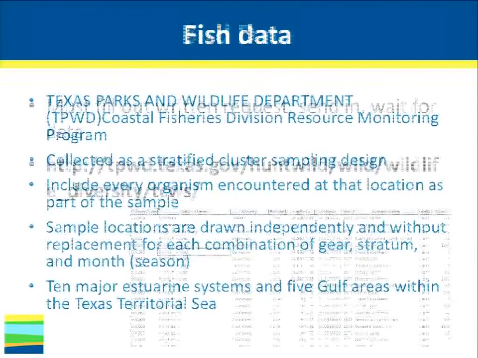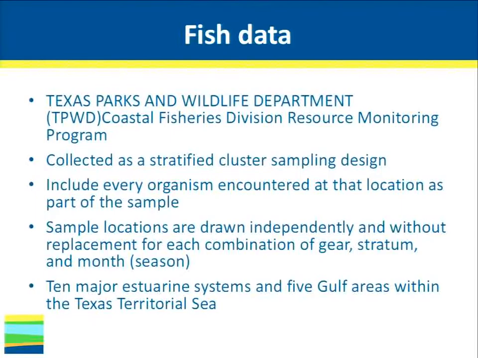All right, so the fish data comes from Texas Parks and Wildlife Department, Coastal Fisheries Division Resource Monitoring Program. Going back to 1976, they've done systematic survey sampling throughout all the bays in Texas. And in every sample, they include every organism that comes up in their catches. So, mostly fish, but it can include land animals that have fallen in the bay, or really lots of interesting things. There's 10 major estuarine systems and 5 Gulf areas that it covers.